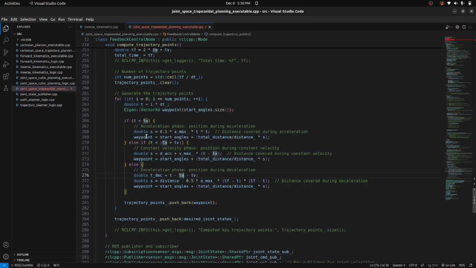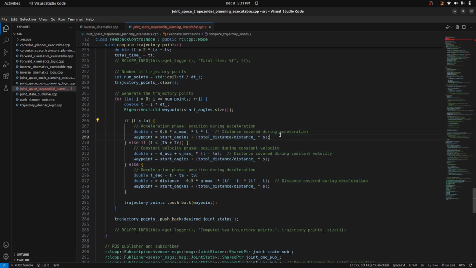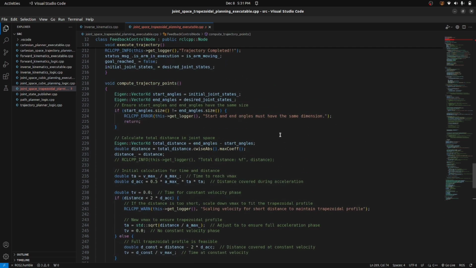What we are doing is, we have three phases: acceleration phase, cruising phase, and then deceleration phase. And you can see these are the same equations I have explained to you in the mathematics. By explaining this code, I will give you a glimpse of how to write a code. The mathematical part is done, but how to write an executable for that.